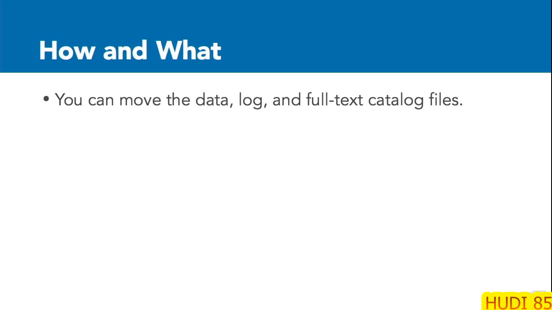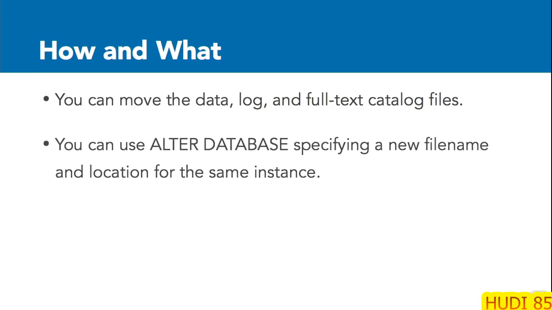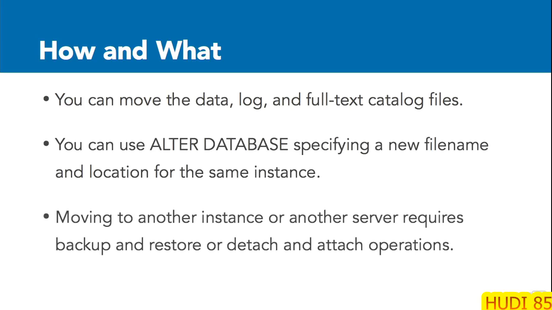The types of objects we can move are the data and log files, and any full-text catalog files that we might have as well. We can use the ALTER DATABASE Transact-SQL statement, specifying a new file name and a location if we're on the same instance. Moving to another instance or another server typically requires a backup and restore or a detach and attach operation.